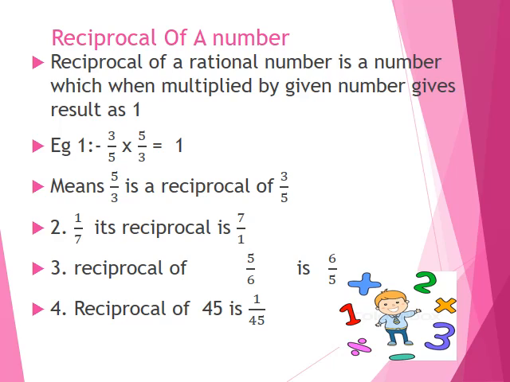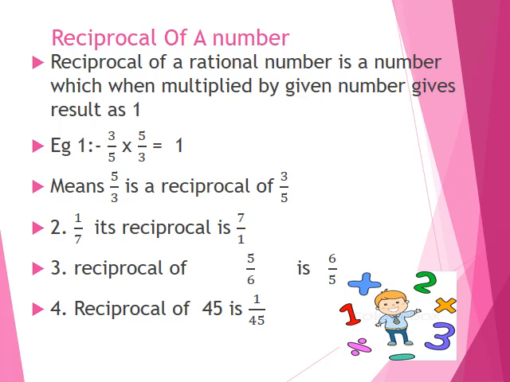When we multiply 3 by 5 and 5 by 3, 5 gets cancelled and 3 gets cancelled. The result is 1. So when we multiply two numbers and the result is 1, we can say both numbers are the reciprocal of each other. So here you can say 5 by 3 is the reciprocal of 3 by 5, or 3 by 5 is the reciprocal of 5 by 3. It is nothing but the same.